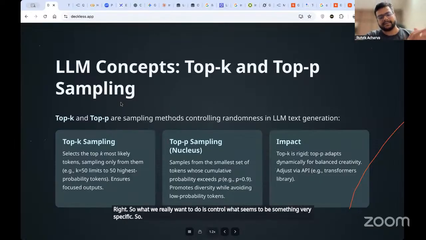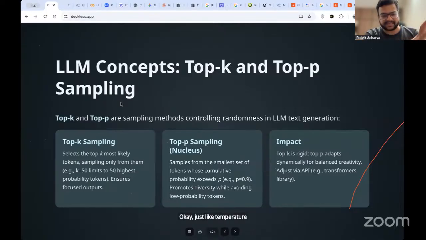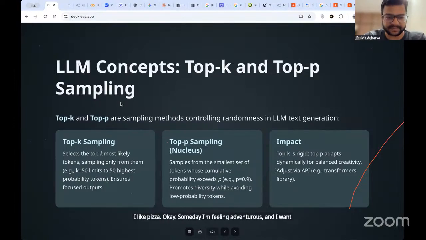So again, just like temperature, in principle, there are a couple of other ways to control how broad it looks. Like, I like pizza. I don't want to look beyond pizza at all. Maybe there are 1,000 different dishes in the world. I am not concerned with that. I like pizza. Someday I'm feeling adventurous and I want to try out something different, right?